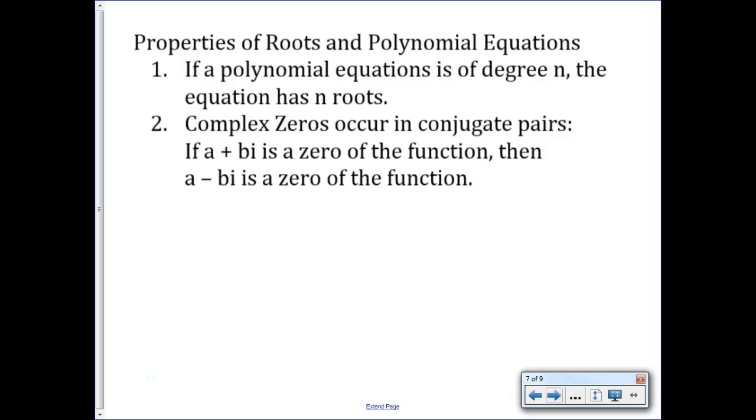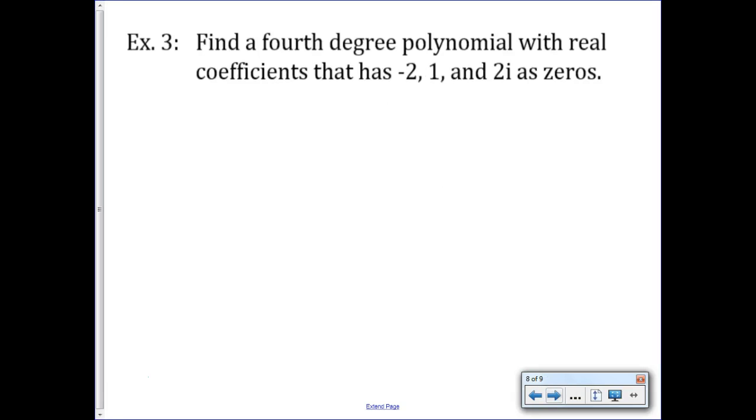So they'll always be in pairs. You'll never have a complex just on its own. So this says find a 4th degree polynomial with real coefficients that has negative 2, 1, and 2i as zeros. We just said that those complex values have to come in pairs.